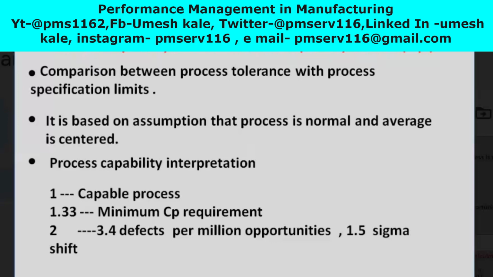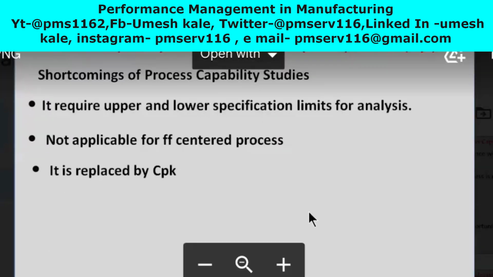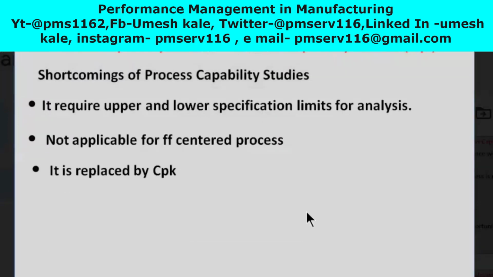So these are the interpretations of the process capability studies. What are the shortcomings of the process capability study? The first shortcoming is that you require the upper and lower specification limits to conduct the study. Then it cannot be applied if your process is not centered, meaning the average of the process is not at the center. In that case, you have to conduct the Cpk study. That is another method of conducting the central tendency of the process.